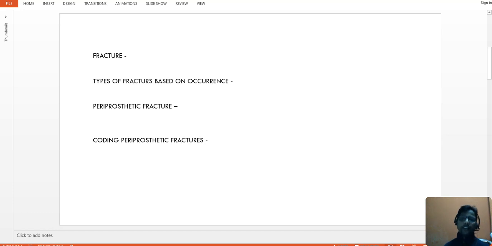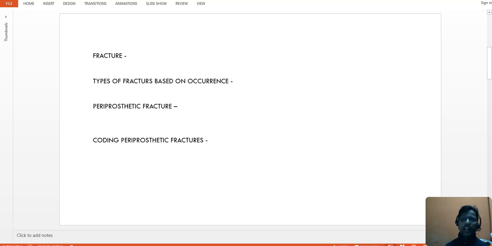Based on occurrence, we have three types of fractures. The first and most common one is traumatic fracture. Next is stress fracture. Next is pathologic fracture. Now we will learn each one clearly, one by one. First, we will learn about traumatic fracture. What is a traumatic fracture? The fracture which occurs due to trauma is usually called a traumatic fracture.